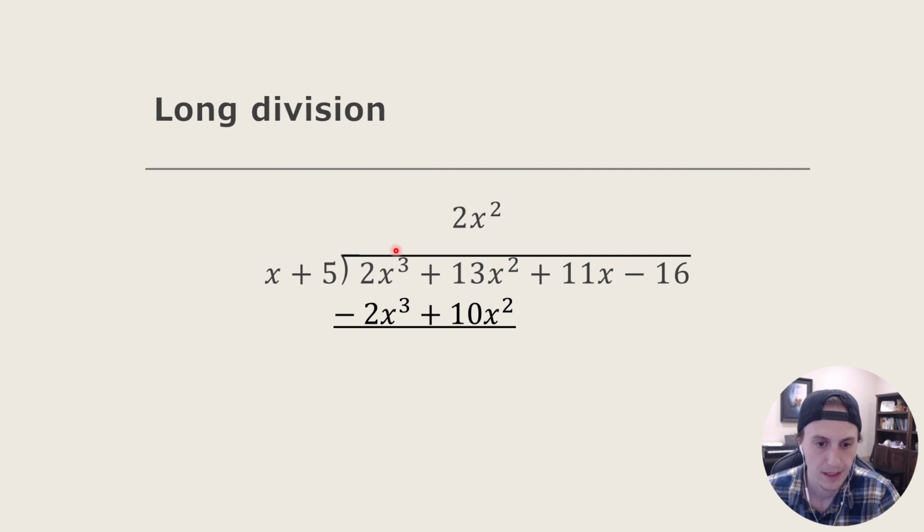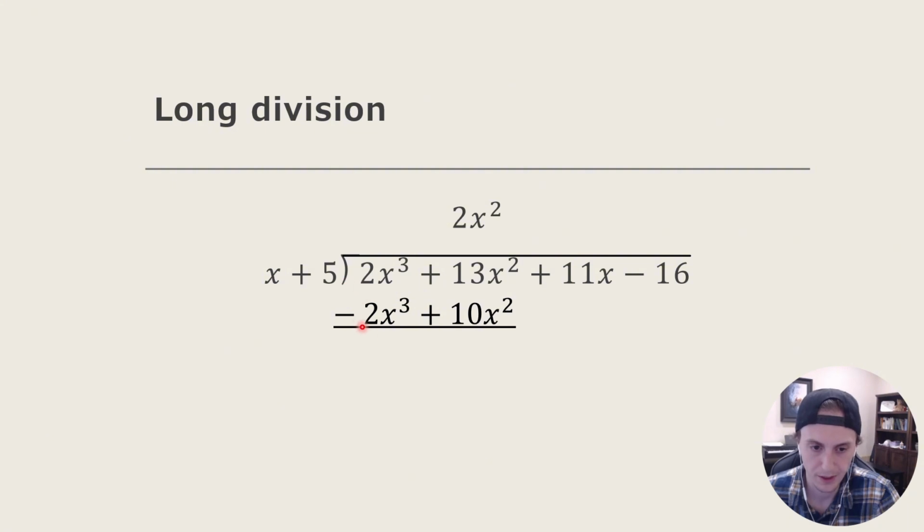So we multiplied. I'm going to repeat probably this part. 2x squared times x is 2x to the third, and 2x squared times 5 is 10x squared. So we just subtract this whole thing from here.